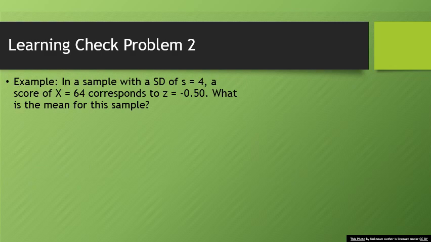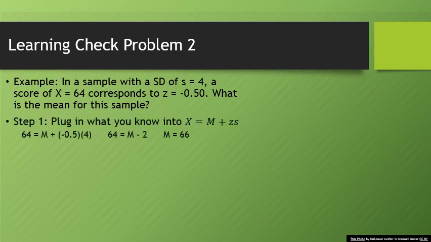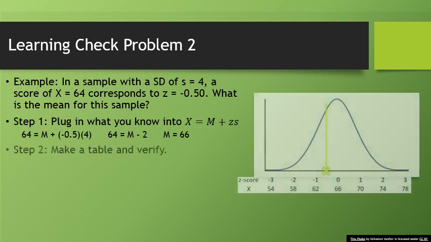Learning check 2. Pause the video. In a sample with a standard deviation of s equals 4 and a score of 64 corresponds with z equals negative 0.5, what is the mean? Plug in what you know. I found a mean equals 66. Again, I'm going to make a table and just verify it. So I put 66 in as my mean, standard deviation of 4, finish filling out my x rows, and then I put an x at the point that I was given, x equals 64, draw the line, and yes, z equals negative 0.5. It works perfectly.